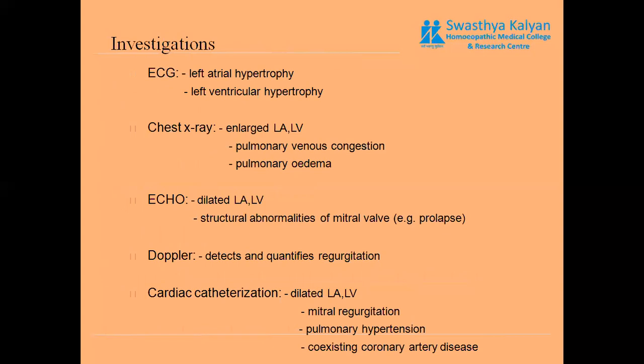Investigation, again the same investigations as in mitral stenosis: ECG, chest X-ray, echo, Doppler, and cardiac catheterization. ECG will give you an idea about the hypertrophies. Again, hypertrophy can be seen in the chest X-ray, and also the congestion and edema, if present in the lungs, can also be seen. Echo will give you an idea about the filling and emptying of the chambers, and any abnormality of the mitral valve can also be seen.